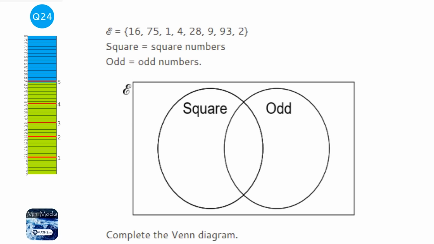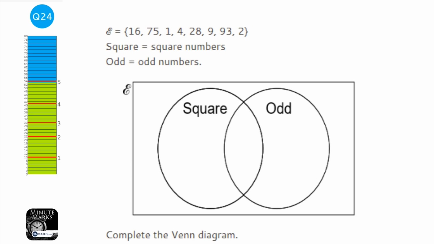Okay, so I'm asked to complete the Venn diagram, and the E at the top I like to think stands for everything. So all of those numbers need to fit somewhere in this Venn diagram. And we're going to put the square numbers on the left and the odd numbers on the right. Now there's different methods of doing this. What I like to do with this type of question is just do it one at a time.